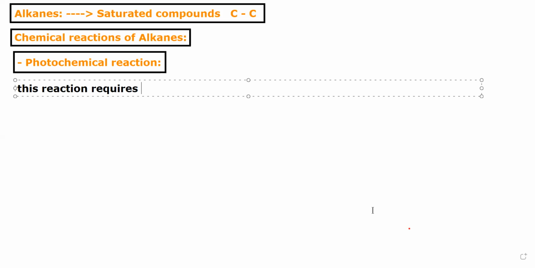requires ultraviolet light, which usually in short form we say UV, right? UV light rays in sunlight to get activated. So these ultraviolet rays in these chemical reactions basically provide the activation energy for the reaction. So this reaction requires ultraviolet light in sunlight for activation.